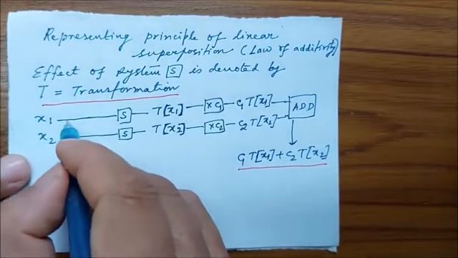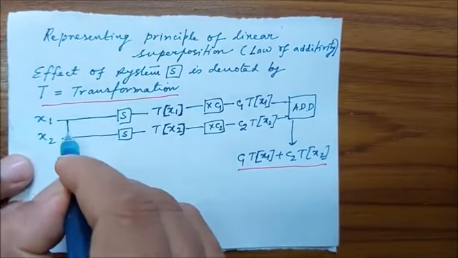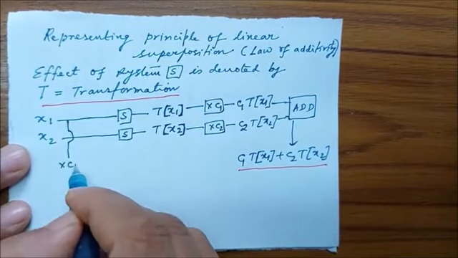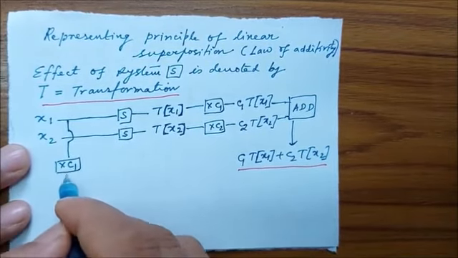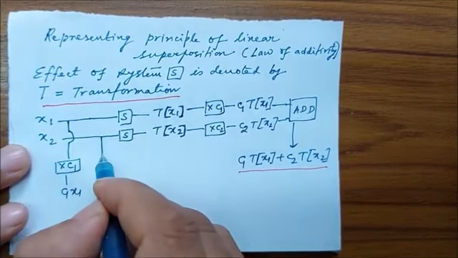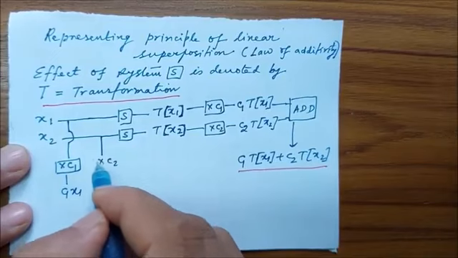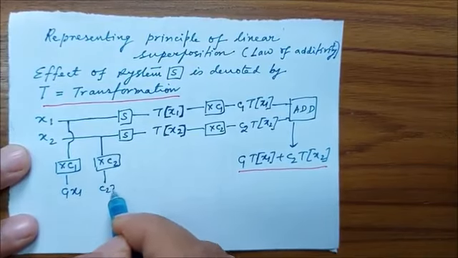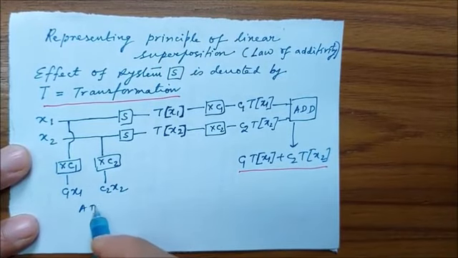Now, on x1, let us apply C1. We multiply x1 by C1 to get C1 x1, multiply x2 by C2 to get C2 x2, and then add.